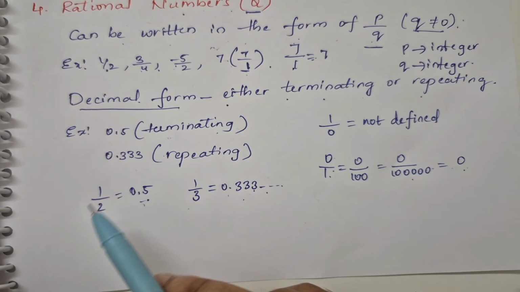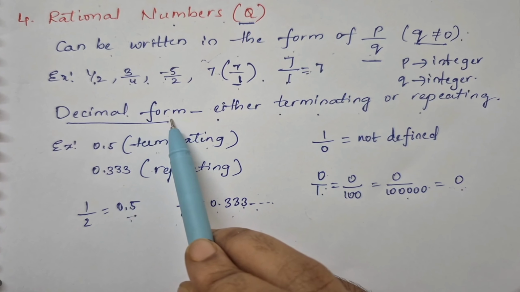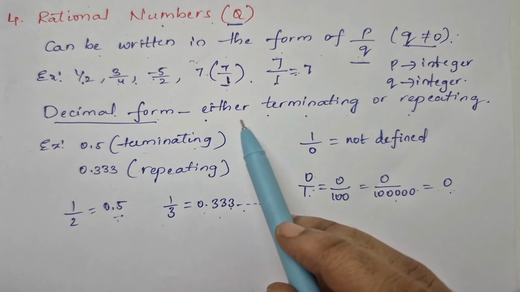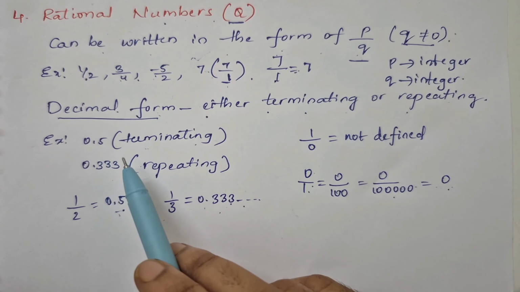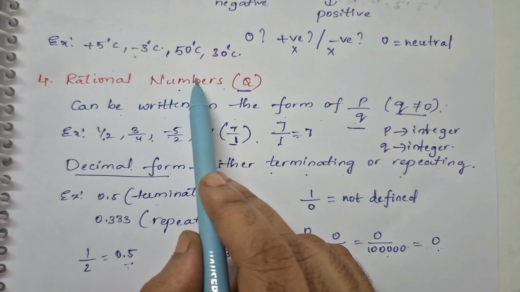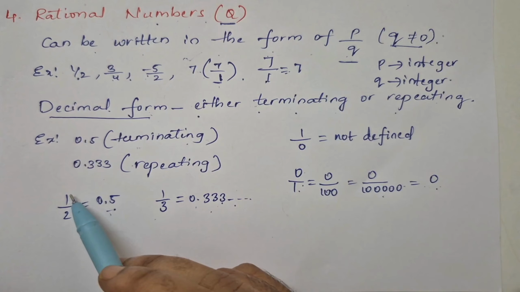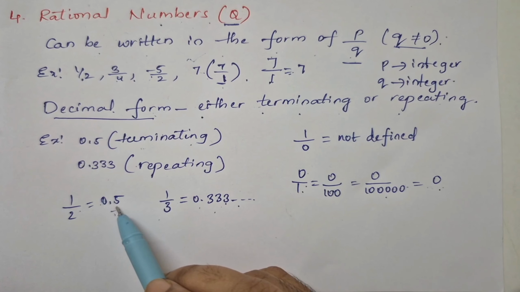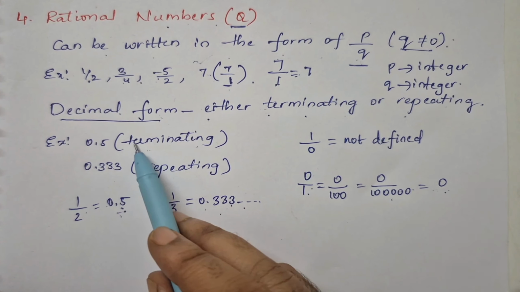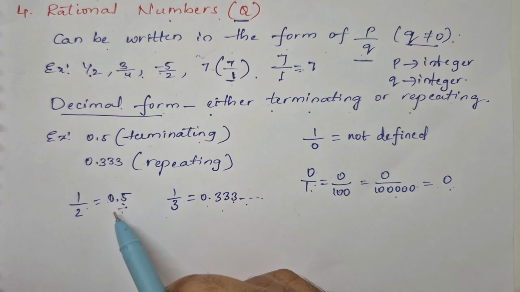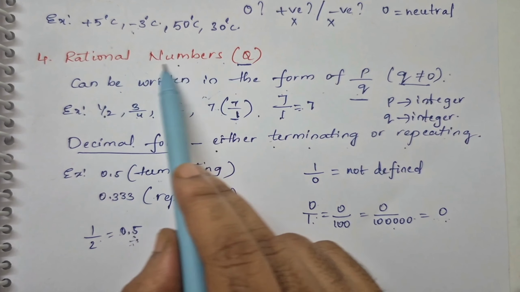And here one important thing we need to know, that is decimal form. Decimal form is either terminating or repeating decimals. Those decimal forms also we call as rational numbers. So here we took one example, 1 by 2, right? What is the value of 1 by 2 in decimal form? 0.5. Yes. So this 0.5 is a terminating decimal. It ends here only at 0.5. So we call this terminating decimal form as rational number.